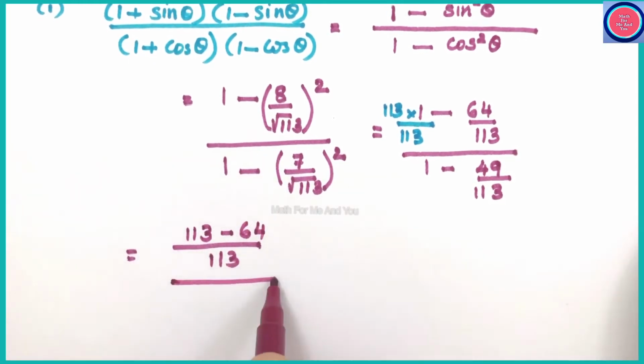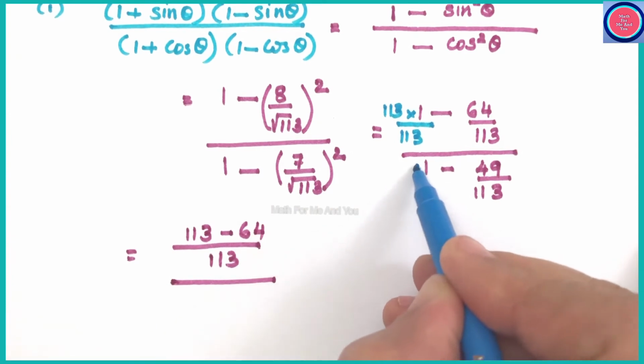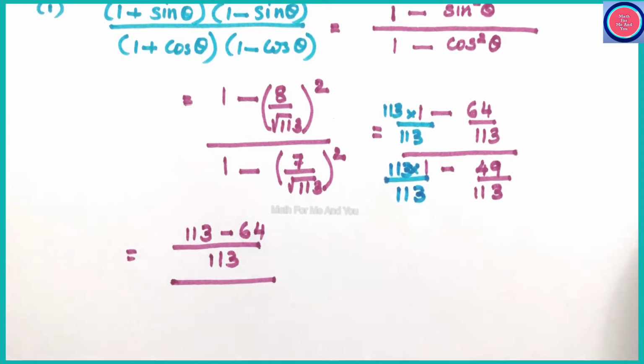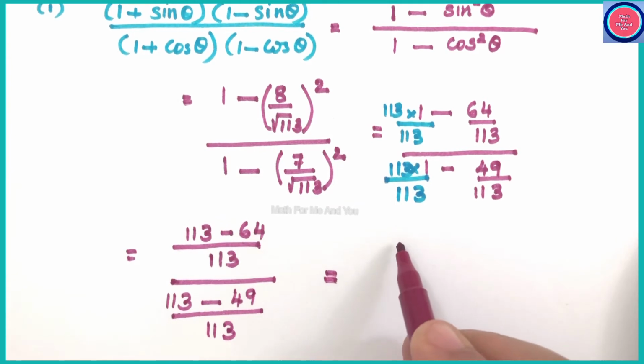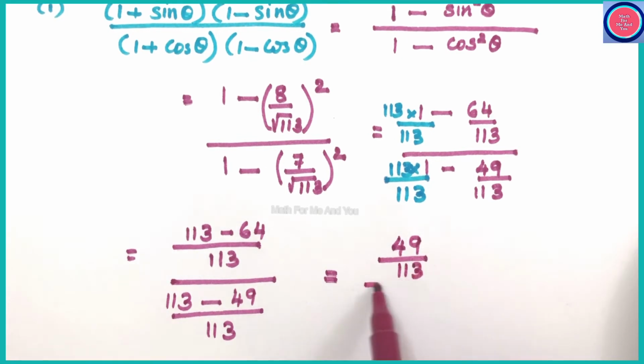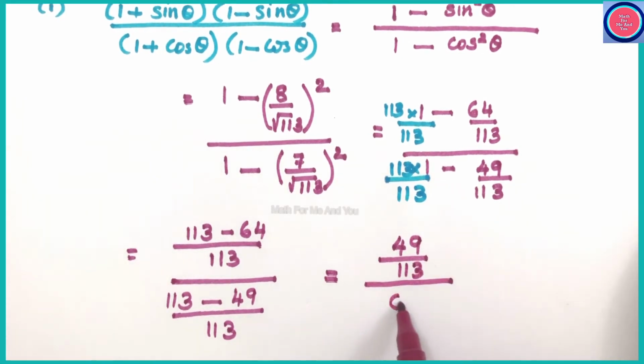and the denominator also we can simplify in the same way. If we want to find the answer, we have to change 1 as a fraction with the same denominator 113. So multiply numerator and denominator with 113. Then we can see the common denominator 113 and the numerator is 113 minus 49. Again we can find the answer: 113 minus 64 is 49, divided by 113. And the denominator 113 minus 49 is 64, divided by 113.